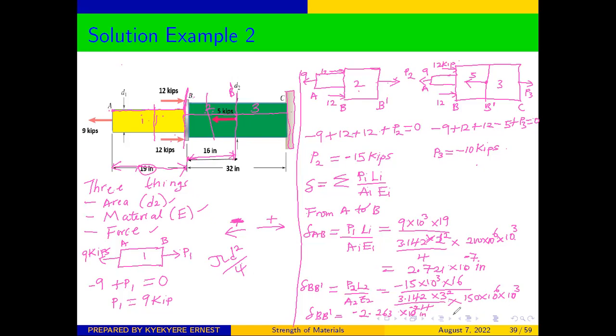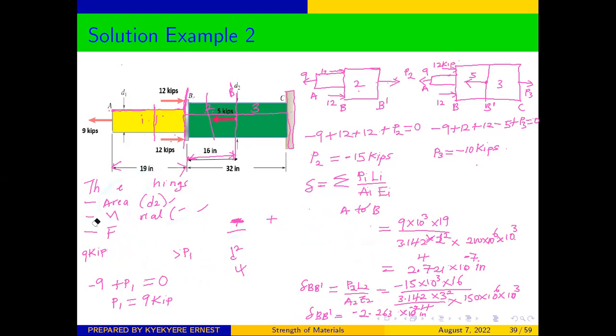Now let's also calculate the deformation in section 3 using the parameters given. Let's calculate the deformation for section 3.